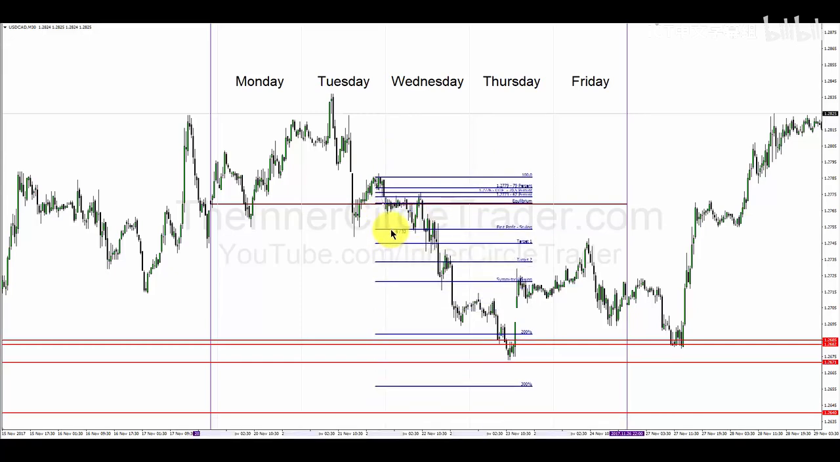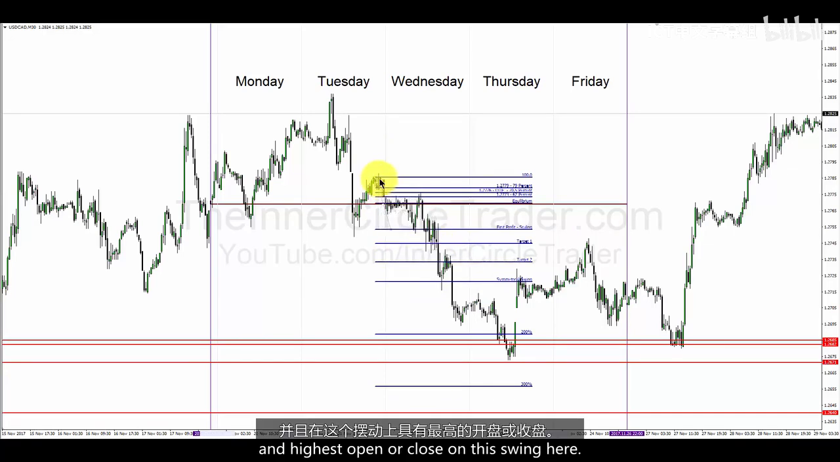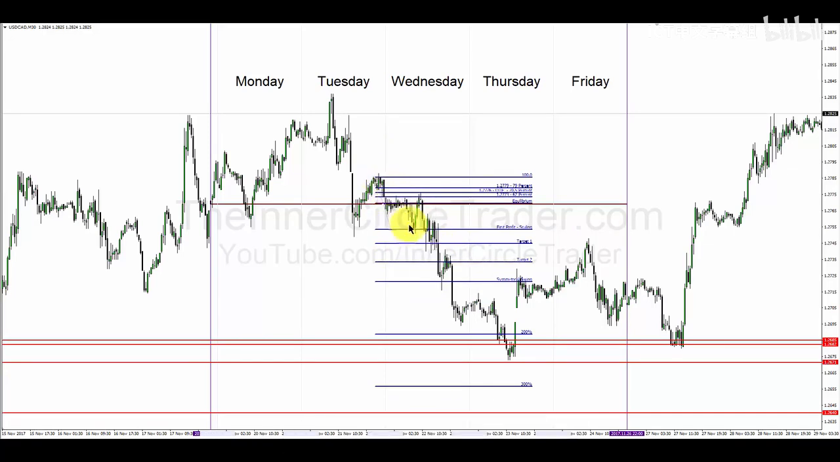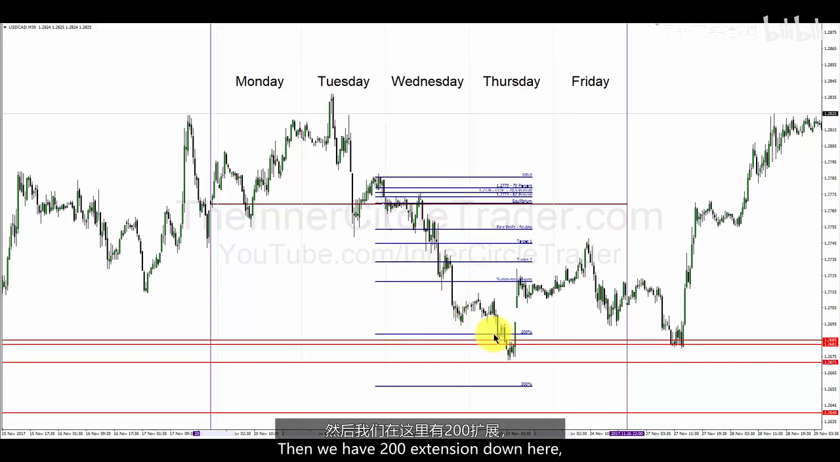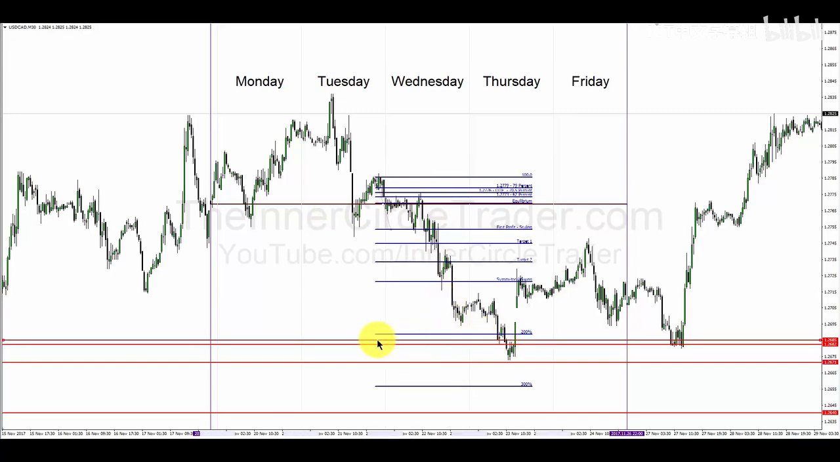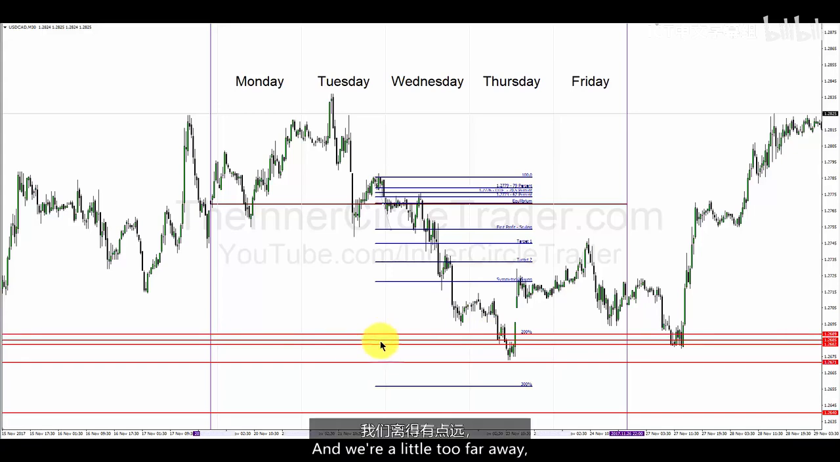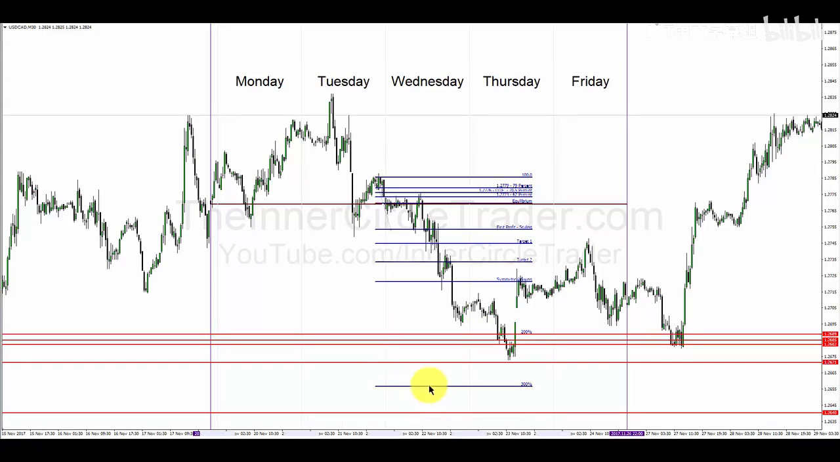Lowest body candle here, and highest open or close on this swing here. Optimal trade entry sell on Wednesday, leaving the opening on the week start to expand. Then we have 200 extension down here, right there. And we're a little too far away, in my opinion, for this one to line up.